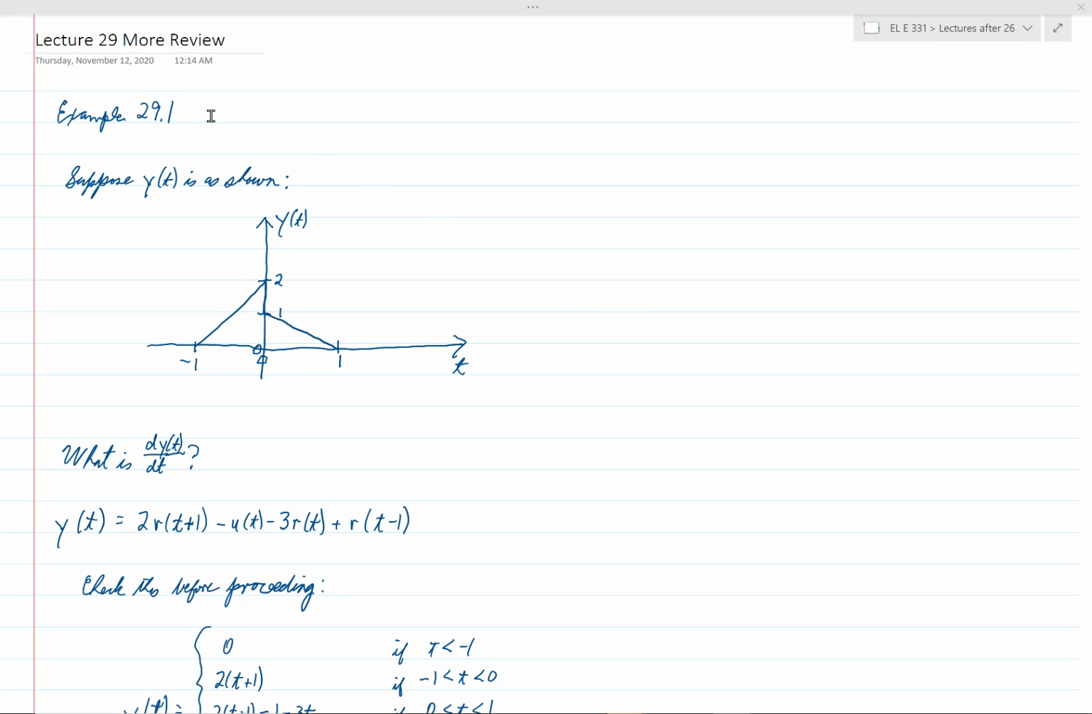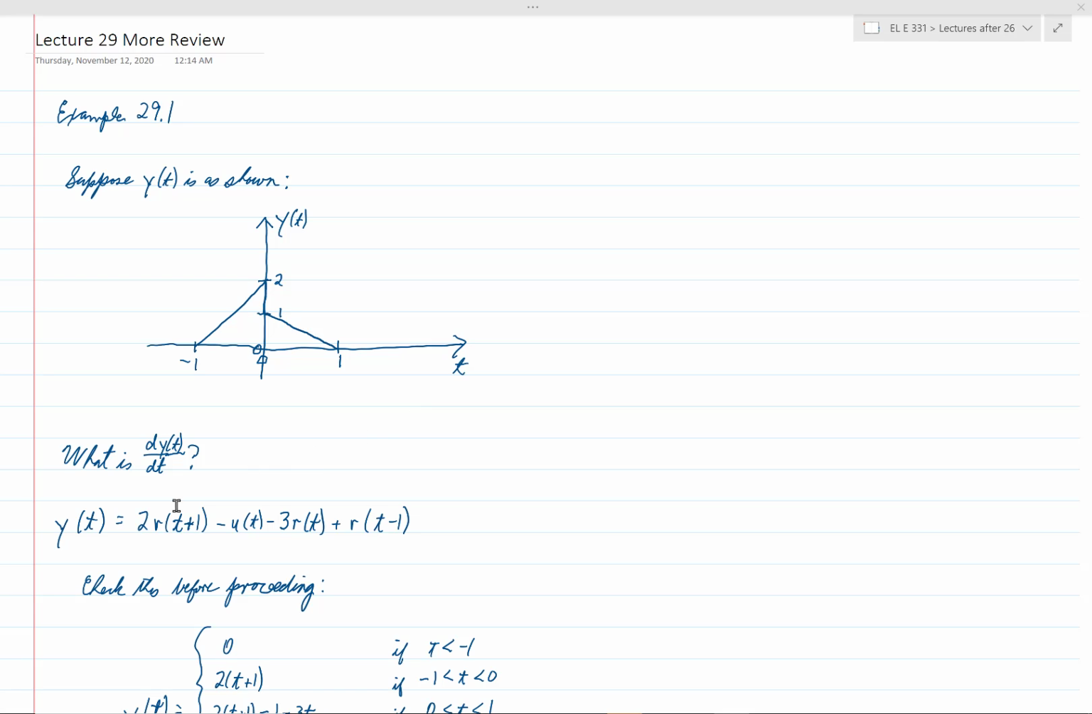In example 29.1 you're given a function y of t that looks like this and you're asked to find dy/dt. So I think that once you have the formula for the function, then finding the derivative is easy. The hard part here is to make sure that you have the correct formula for the function itself. And so I encourage you to try to do this on your own, and then after you have an answer that you think is correct, come back to the video and compare it to what we do here.